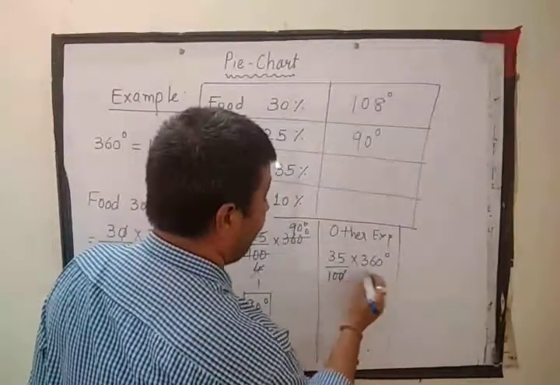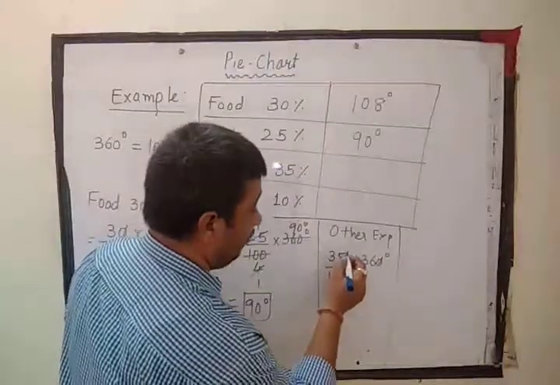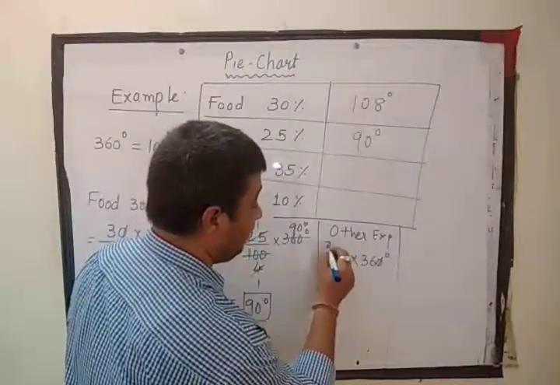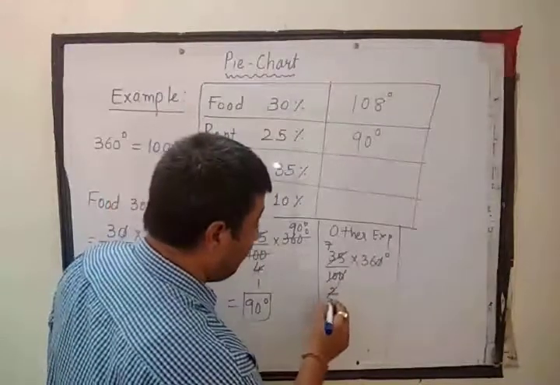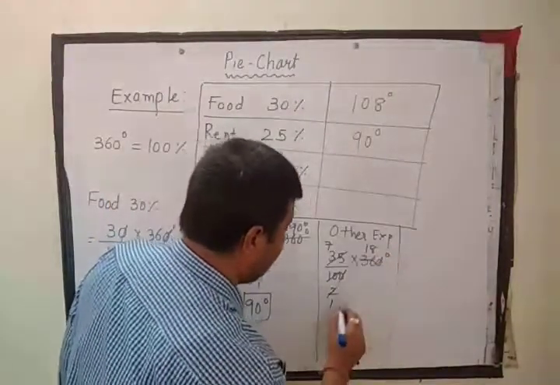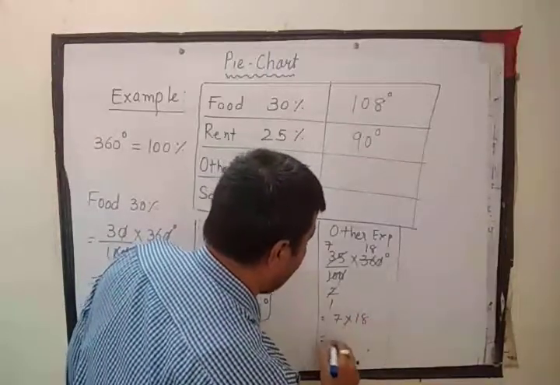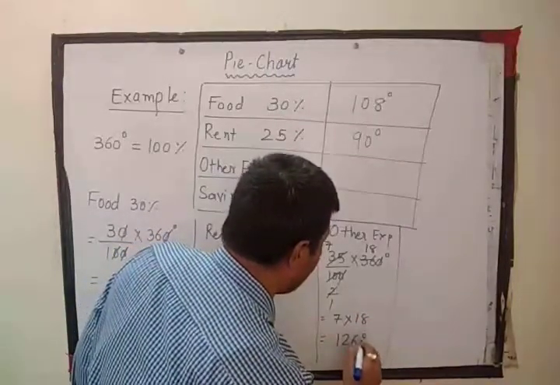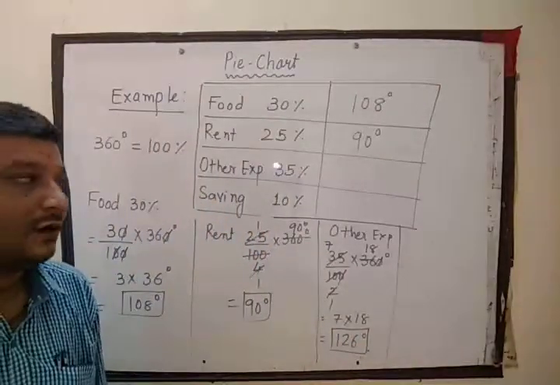So the zeros can be cancelled. Now here both are divisible by 5. 5 sevens are 35 and 5 twos are 10. So again 2 ones are 2, 2 18s are 36. So 7 into 18, it will be 126 degrees. Okay, 18 sevens are 126.